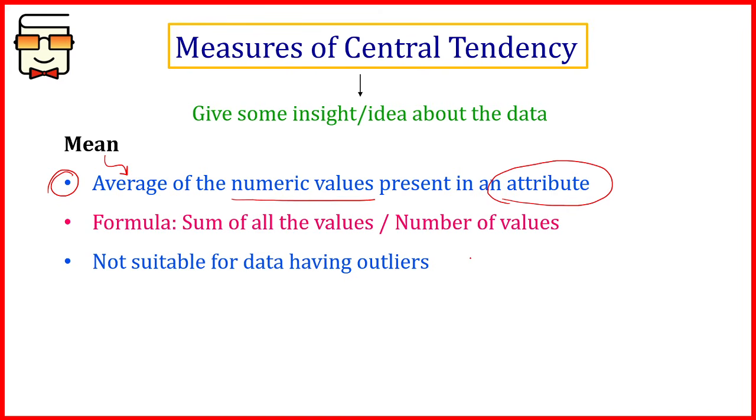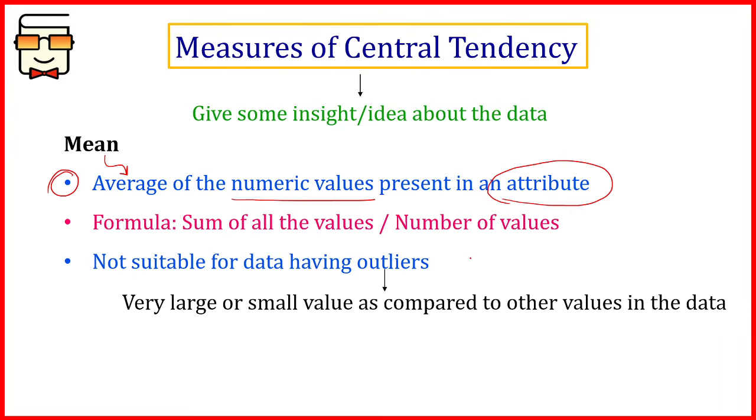Now, mean, since it utilizes all the values that are present in an attribute, is not suitable when your data has outliers. Now, what is an outlier? An outlier means something that does not follow the general pattern of data.